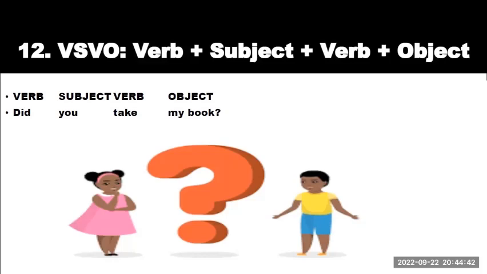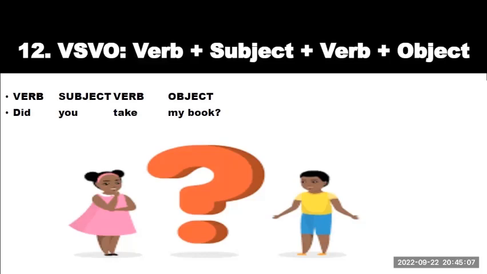So VSVO, verb plus subject plus verb plus object. And this happens when there is an inversion. You know, the usual structure of a sentence begins with the subject. Subject, verb, object, subject, verb, complement, subject, verb, adjunct, and so on and so forth.